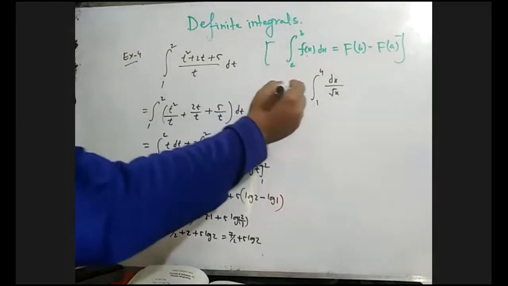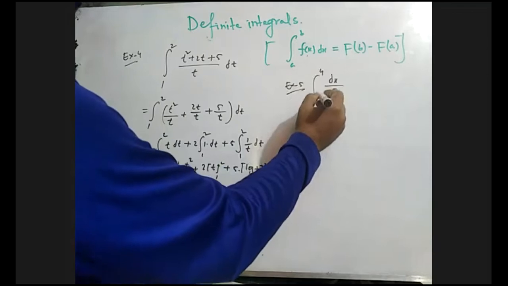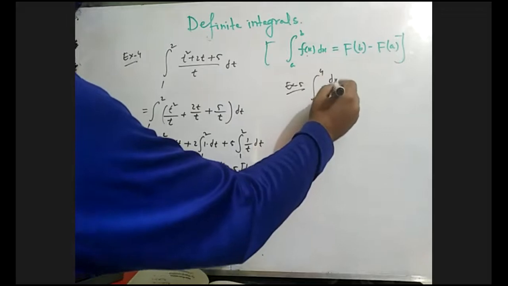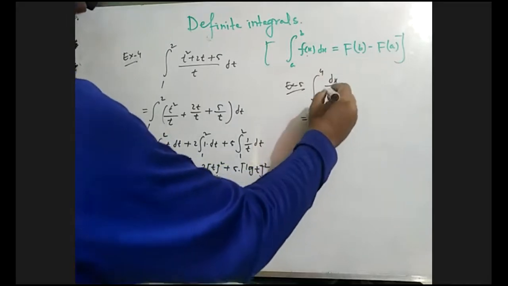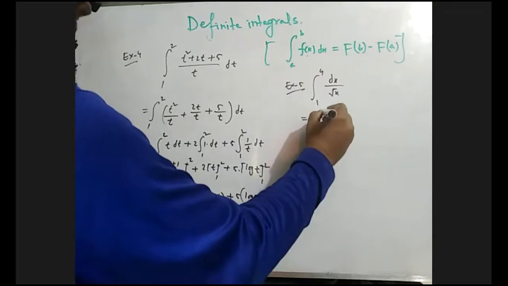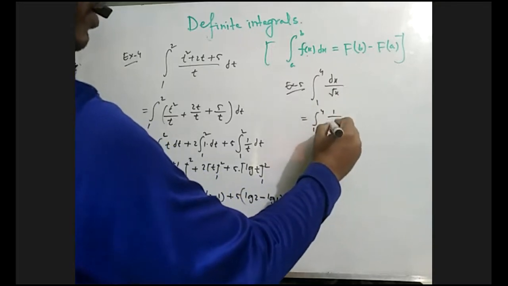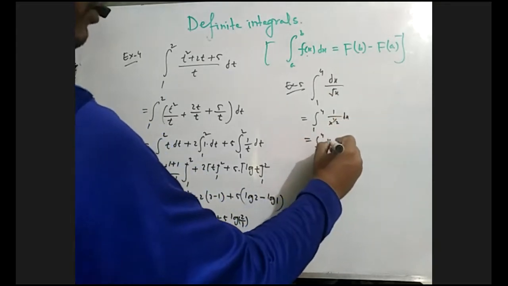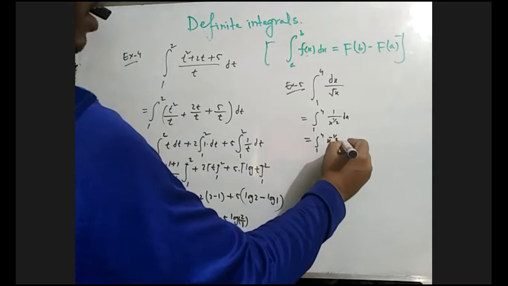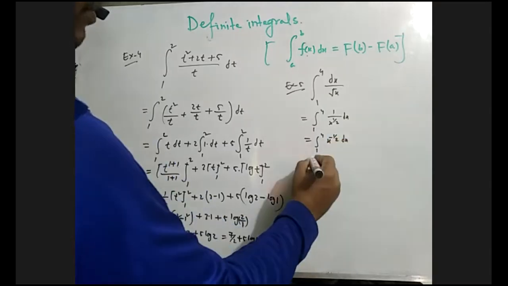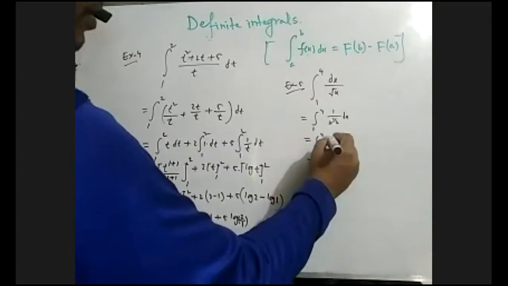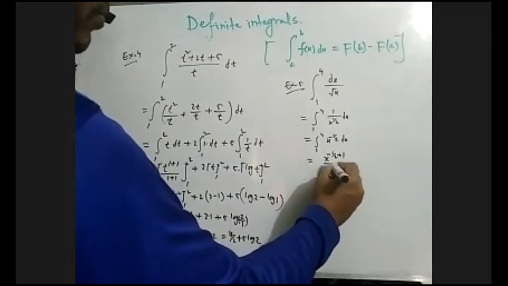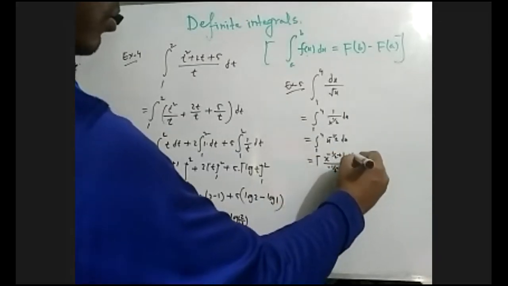So another example 5, the definite integral from 1 to 4 of 1 by root x with respect to x. So 1 by root x we can write as 1 divided by x to the power half, dx. Integral from 1 to 4 of x to the power minus half dx, just using the power rule. That means x to the power n plus 1 divided by n plus 1, using the power rule. Limit will be 1 to 4.